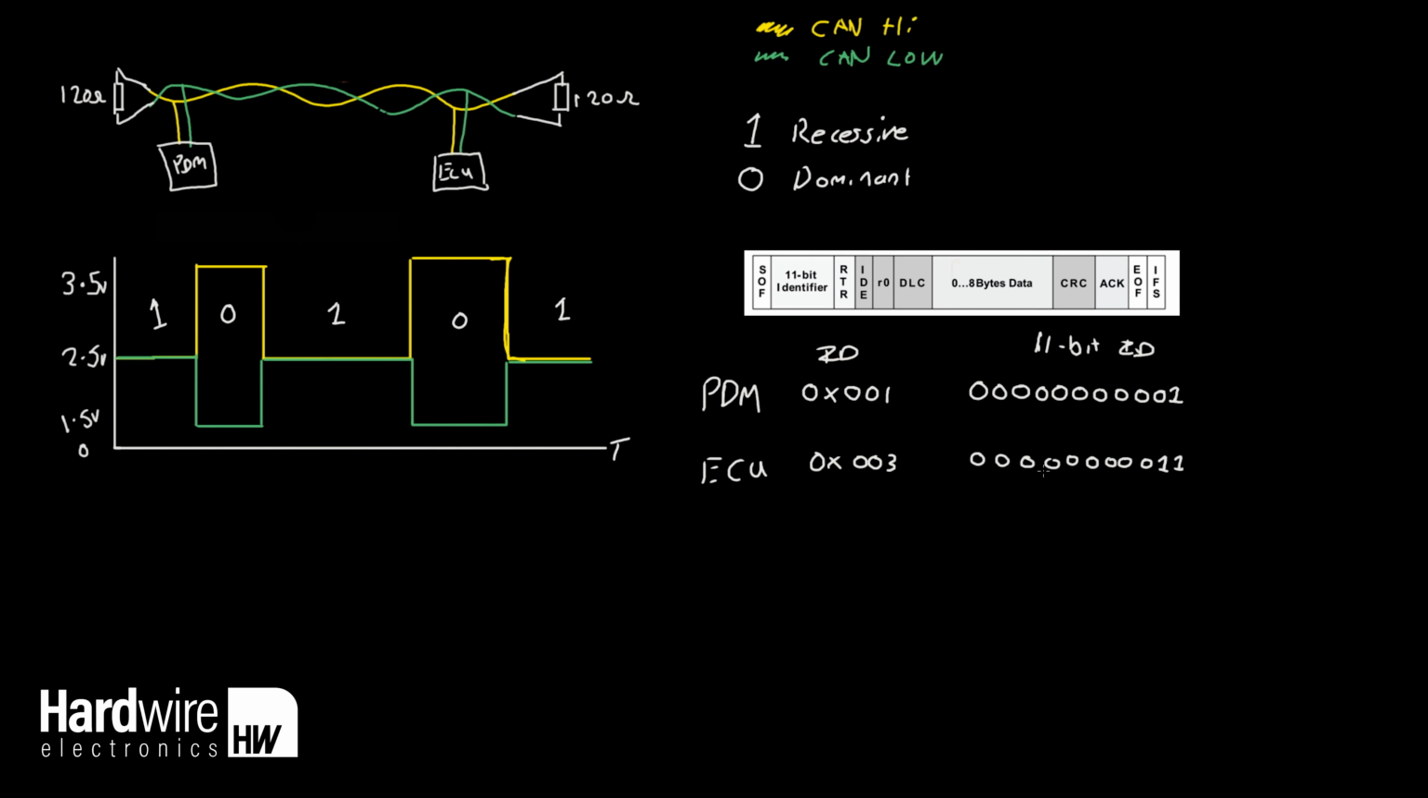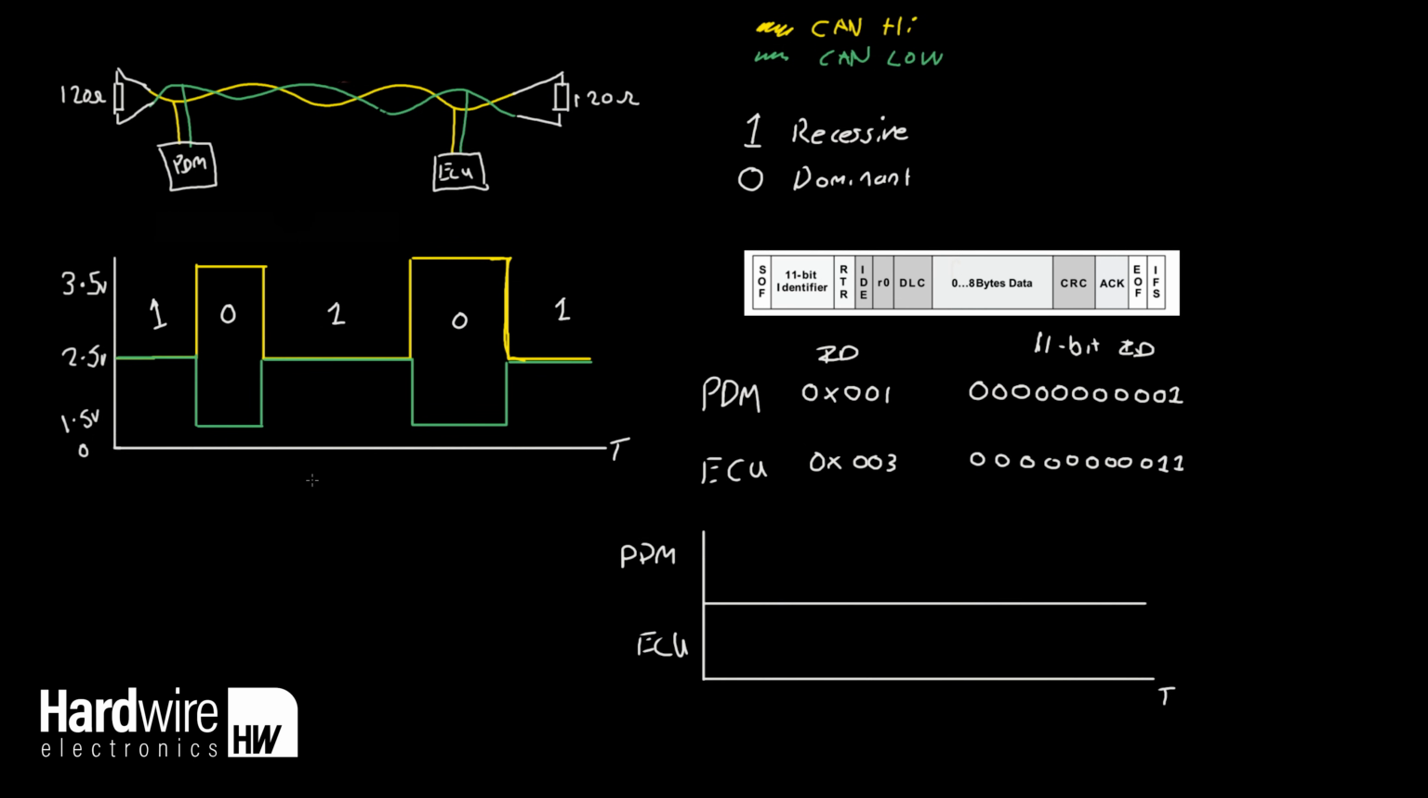So let's say, for example, that both the ECU and the PDM are trying to send the CAN bus message at exactly the same time. Now what happens in that situation? So both the PDM and the ECU try to transmit their CAN frame with its ID of 1 for the PDM and 3 for the ECU. And to start with, they're going to transmit this start of frame bit. And the start of frame bit is going to be a dominant 0. So we'll write down here, they both transmit a 0. So this is going to be a 1 and this is a 0.